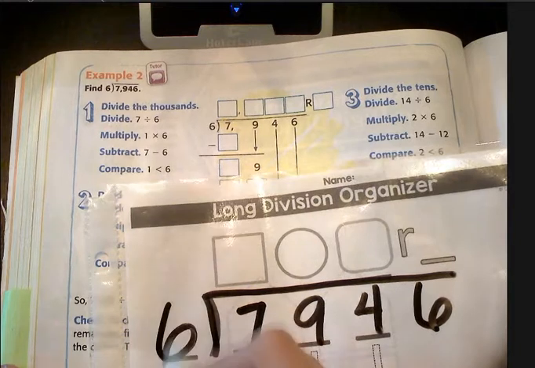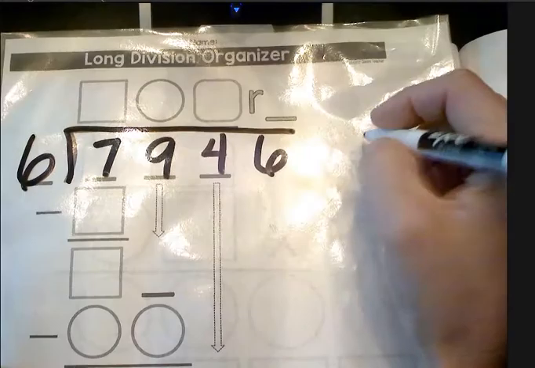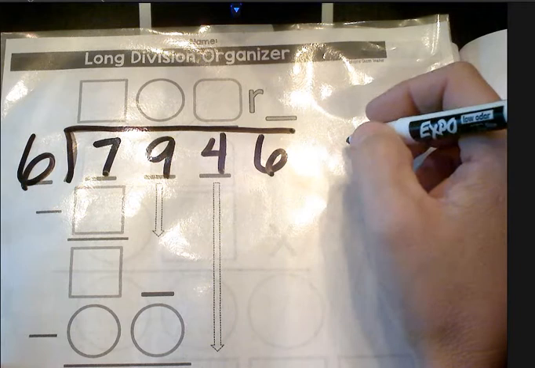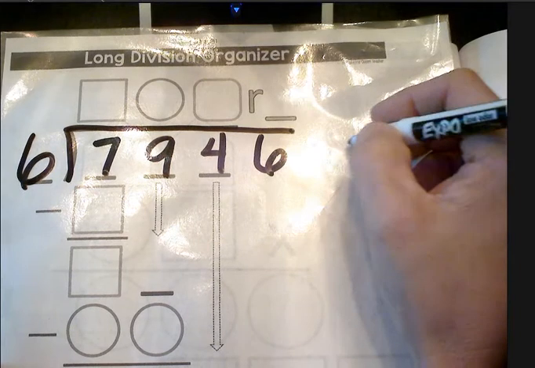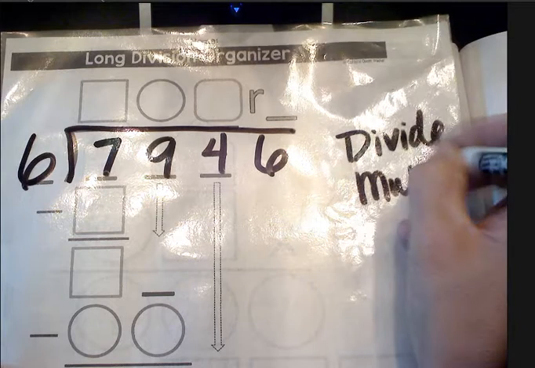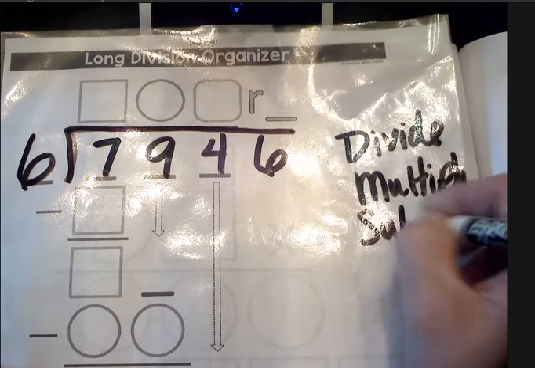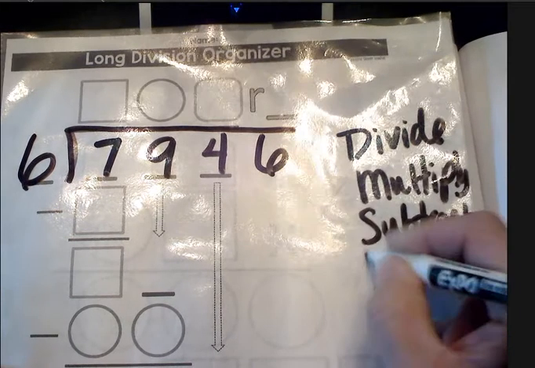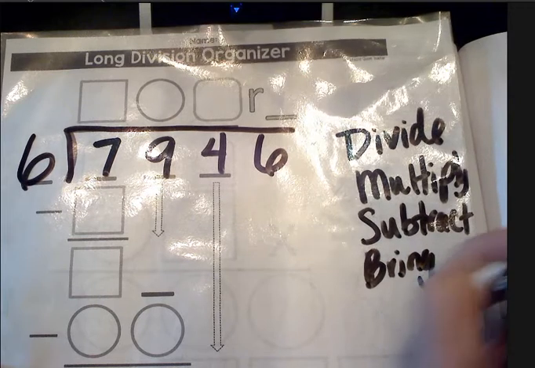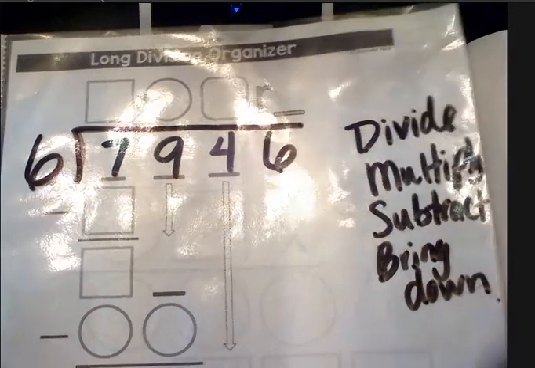Now if you recall from our work yesterday, we have the Dracula must suck blood daily, or if you liked the vocabulary, you can just remember divide, multiply, subtract, and bring down. Divide, multiply, subtract, and bring down. And then you keep doing it all over again until you run out of digits. So we're going to follow that same pattern again.